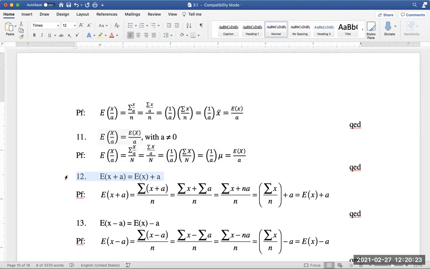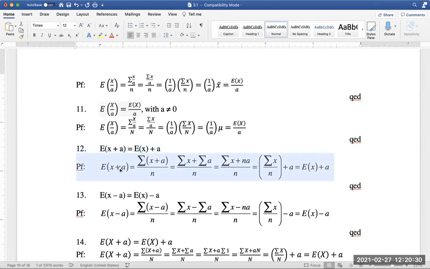The expected value of X plus a is the sum of x plus a, divided by n. Again, adding a number to all of your data values does not change how many data values there are, so n remains the same. By the properties of summation, the sum of x plus a is the sum of x plus the sum of a. But the sum of a, I can bring the a out front, or I can think of it this way: if I add a n times, I just get n a. Divide each of these by n. So this is the sum of x over n, which is the expected value of x, plus, the n's cancel, a. And that's what you want to show.